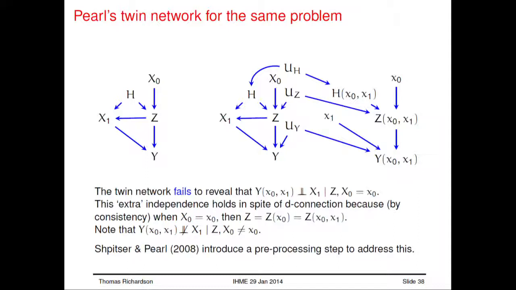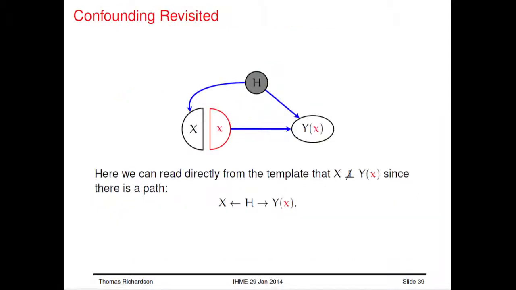OK, let me see. Let's just go back to a simpler example. Let me talk about confounding a little bit. So here's a simple setting where I've got x and y and a confounder h. We can read directly from this graph that if we have such a confounder h, then x will not be independent of y of x, right? Because we've got a path going through h. So we'll conclude that we're not going to have this independence. So in general, we won't be able to identify the causal effects on y.